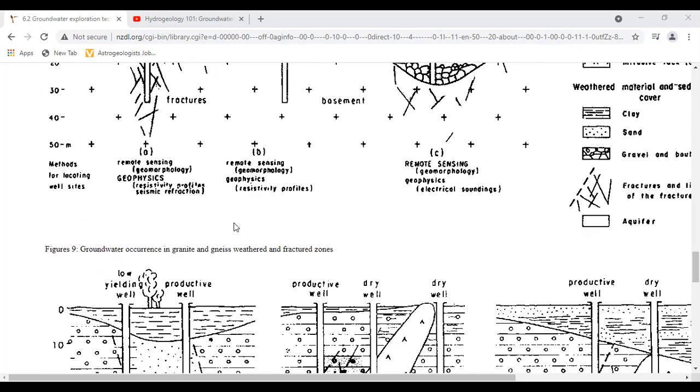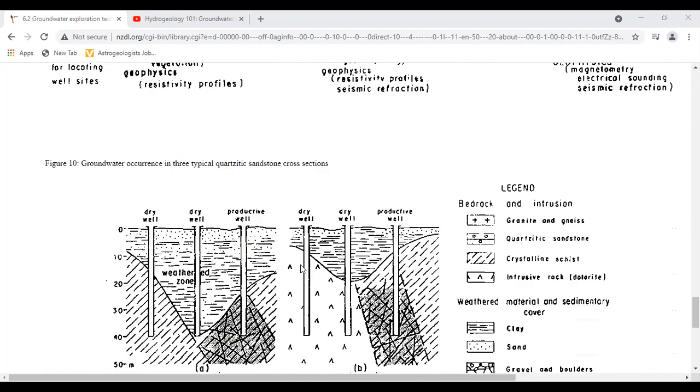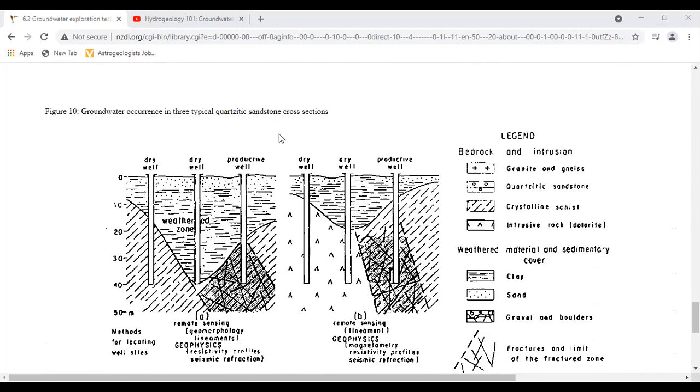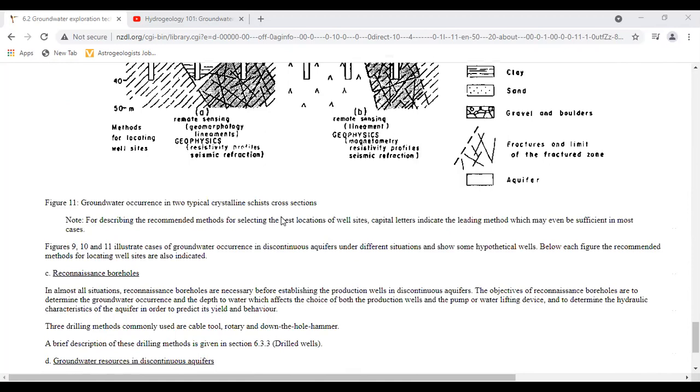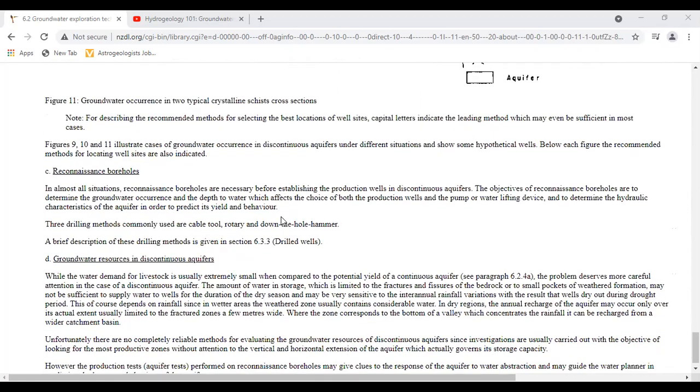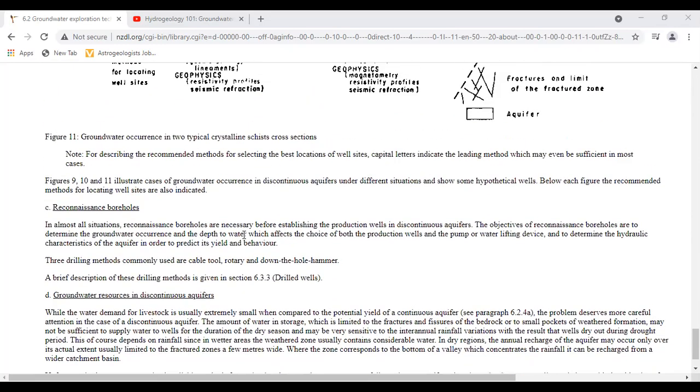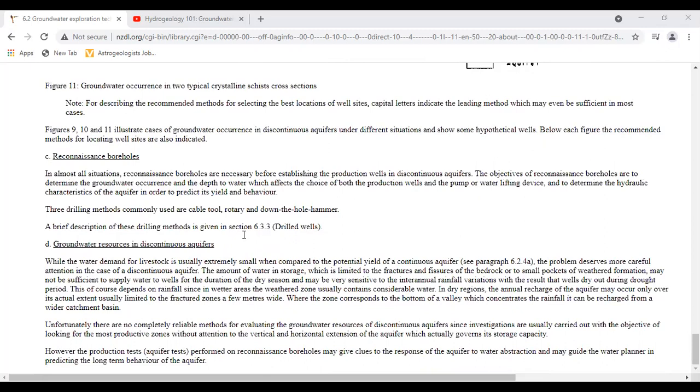Here are examples of the figures, guys. So, groundwater occurrence in typical quartz sandstone sections, and here, guys, groundwater occurrence in two typical crystalline schist cross sections. For describing the recommended methods for selecting the best locations of well sites, capital letters indicate the leading method, which may even be sufficient in most cases.